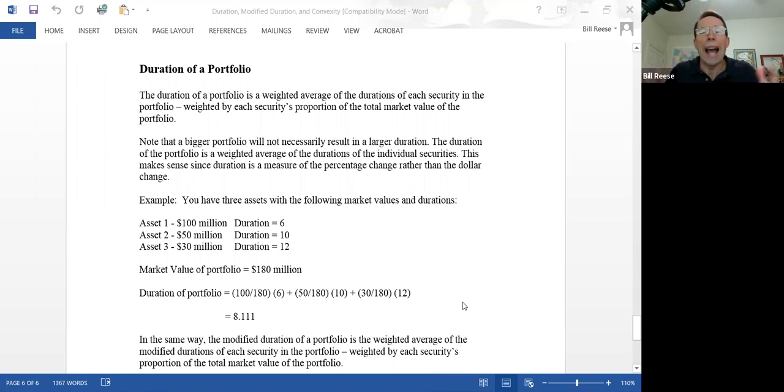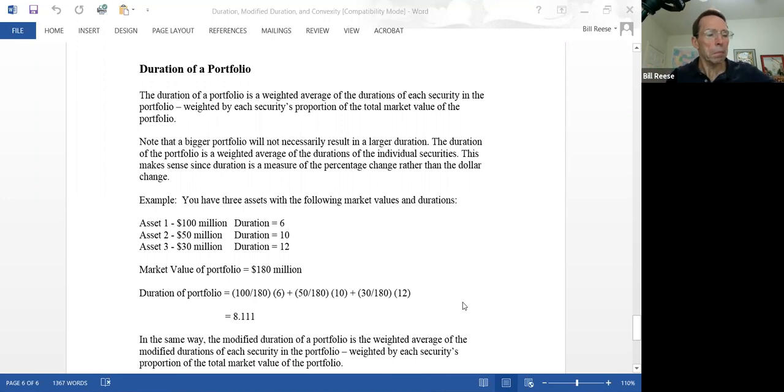You do it the exact same way for modified duration. It's simply going to be a weighted average of the modified durations of the assets in your portfolio. So you would do it that exact same way there. So that'll give you a portfolio.